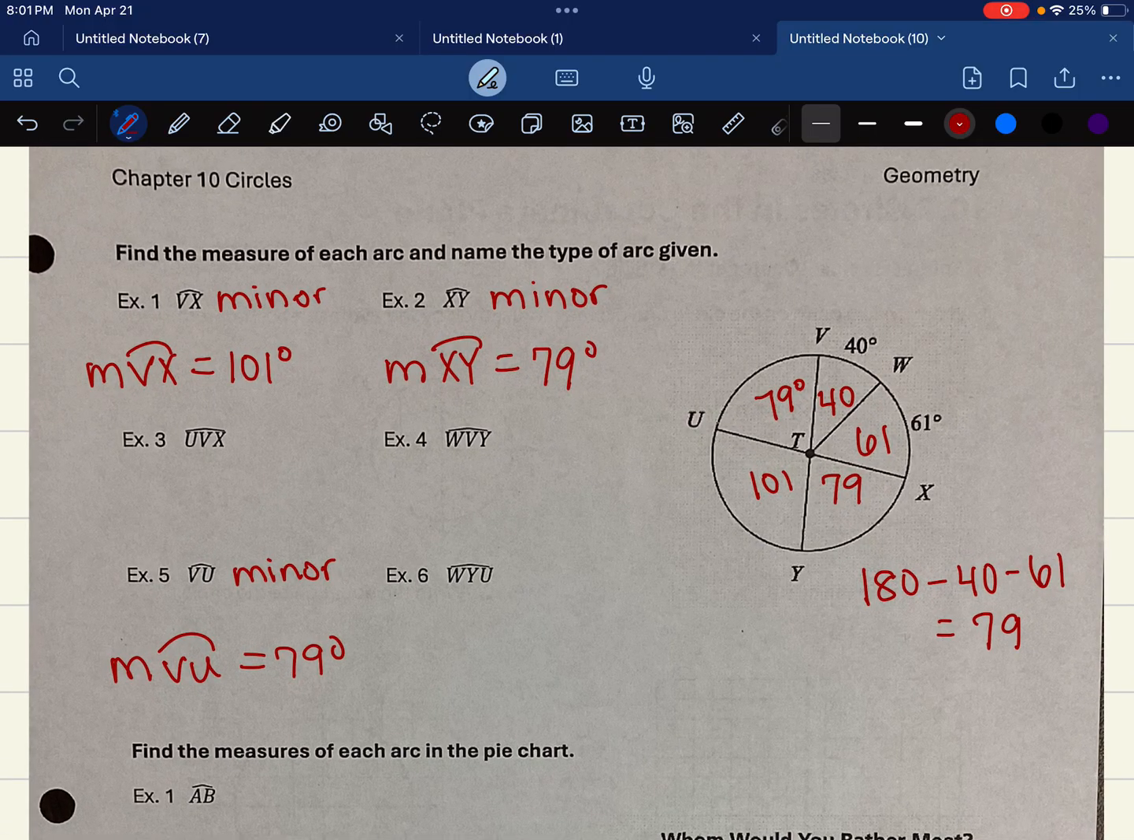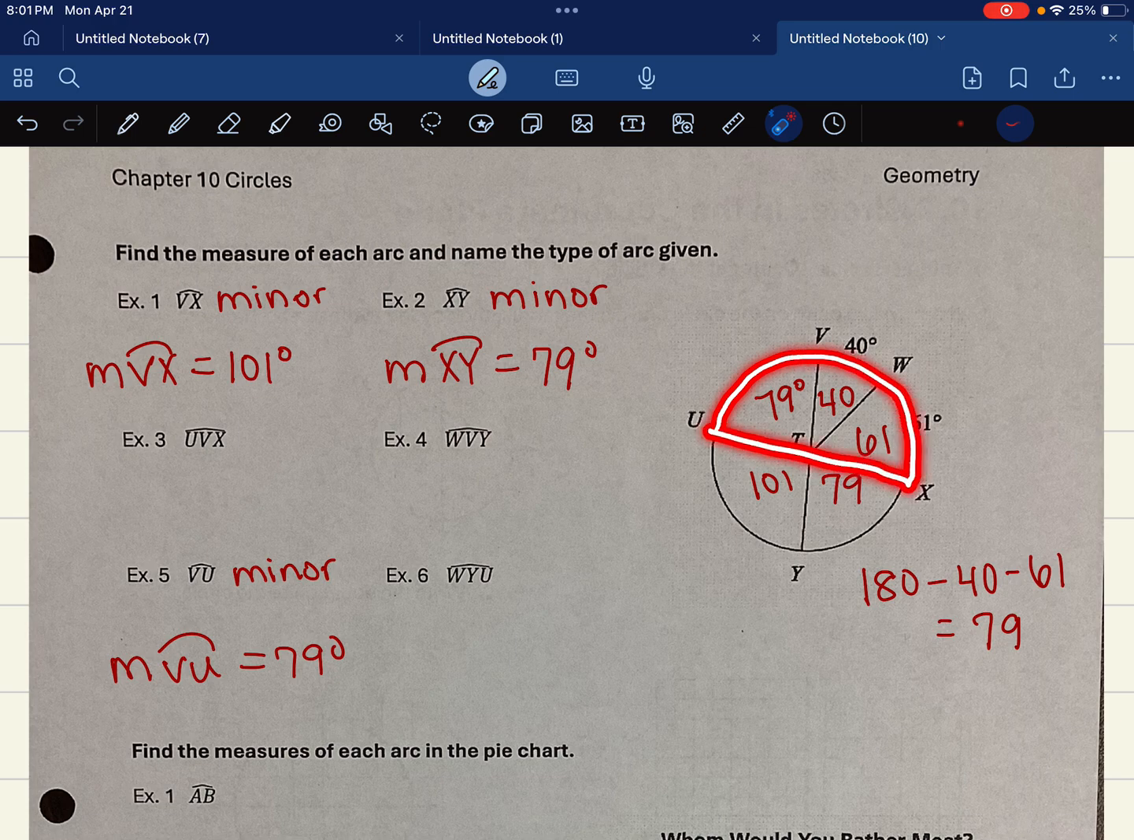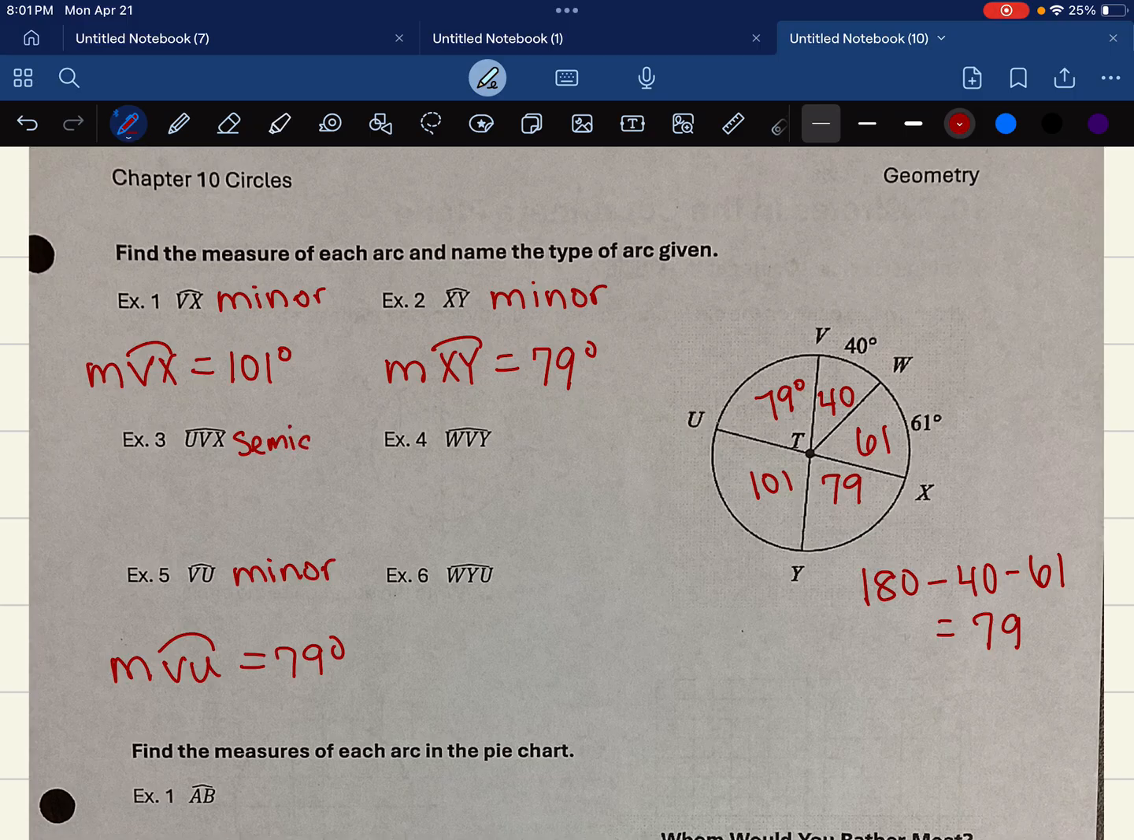Okay, so let's go back to example 3. We'll look at the others. The other ones ask us for UVX. So we're going to go U to V to X, right? Which we know if we go UVX, this gives us a semicircle. And a semicircle is always equal to 180 degrees.